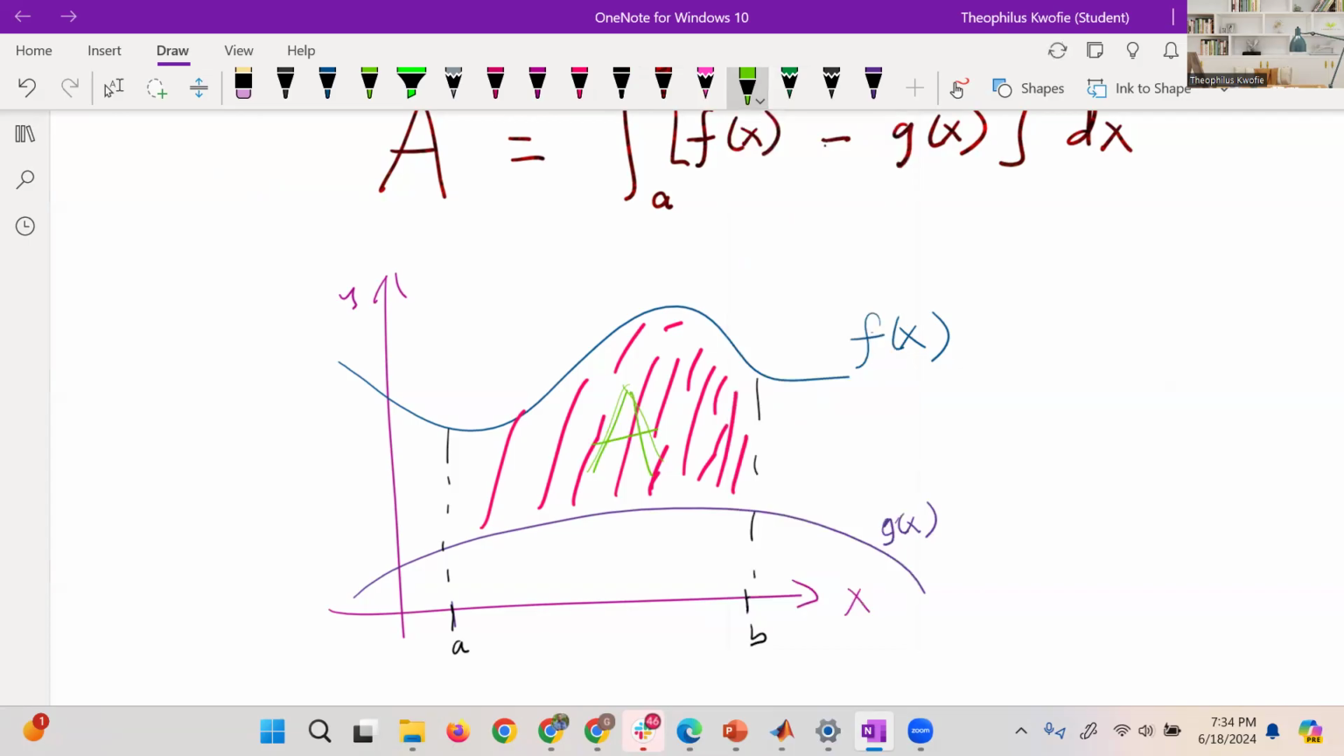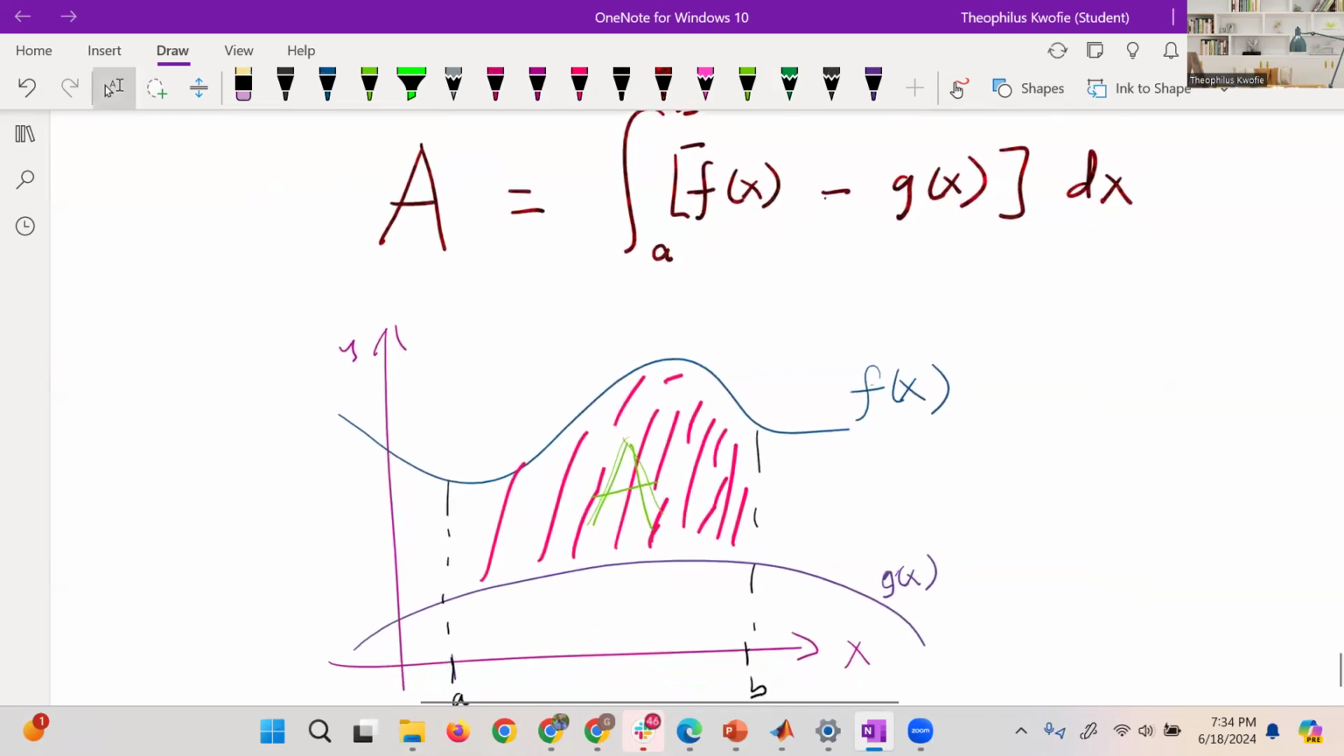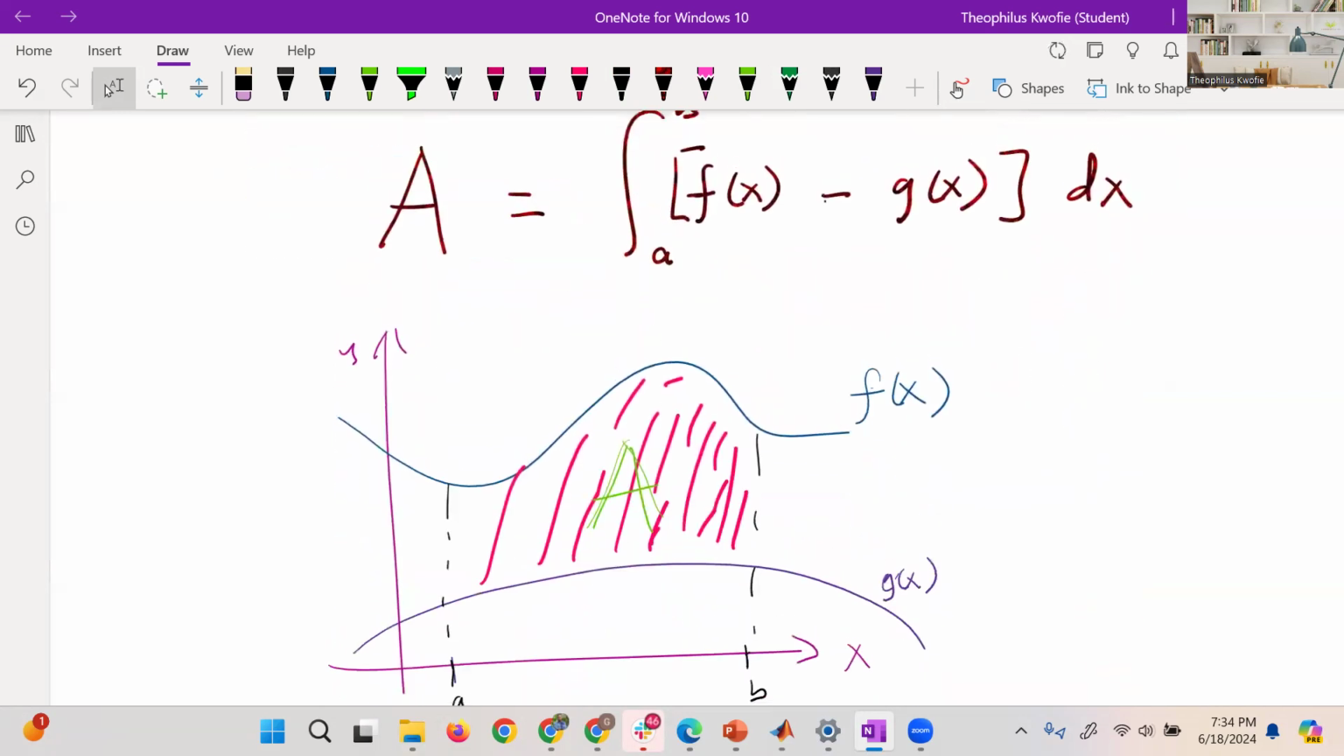Okay, very good. So we claim that for us to find the area of this, what we do is take the integral over this interval, which is a to b, then we just find their difference. The technique we use here is that we are integrating vertically. We are doing vertical integration, which means we have vertical slicing.